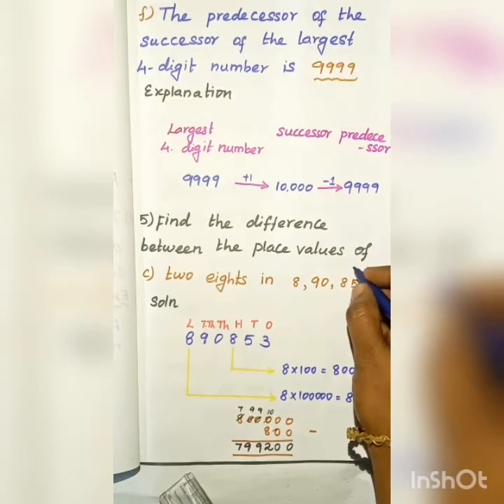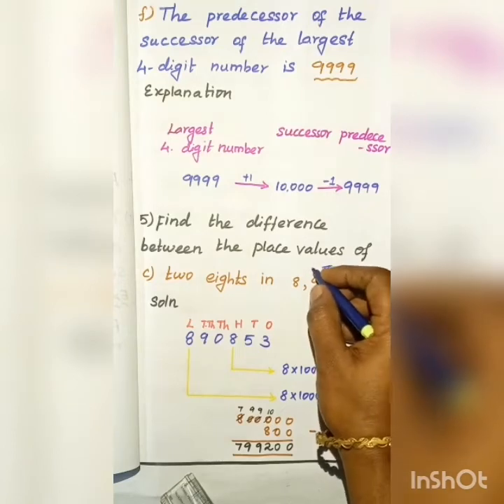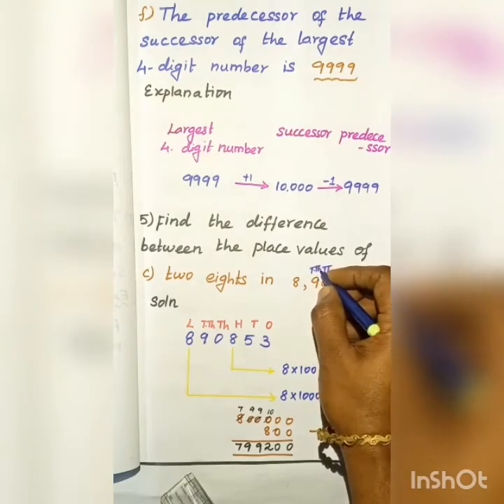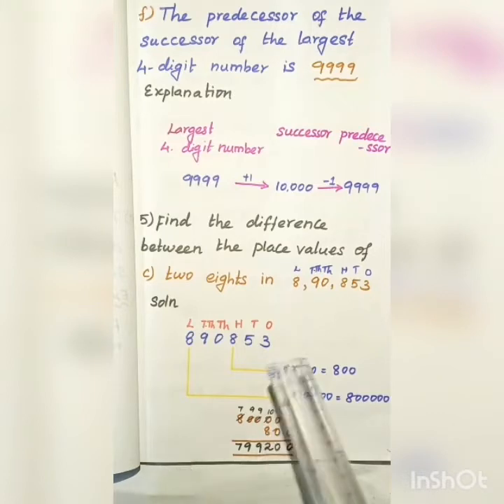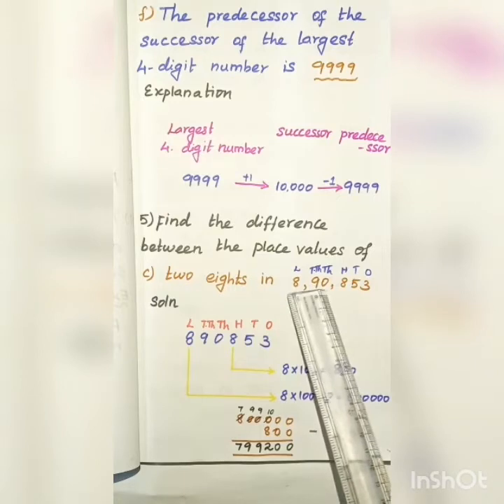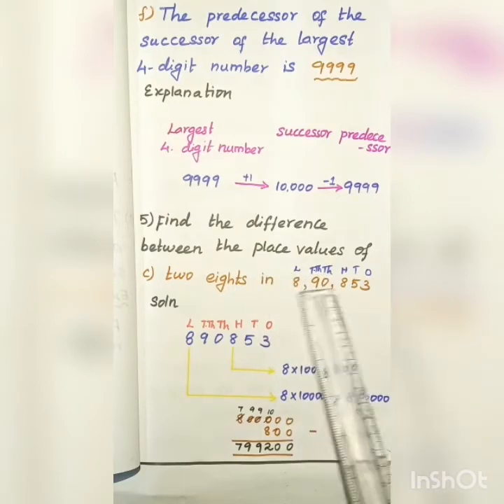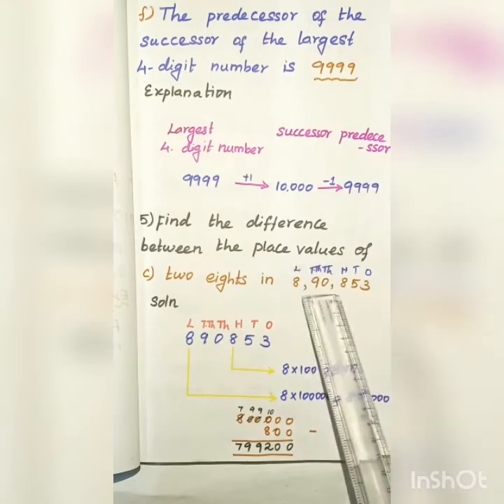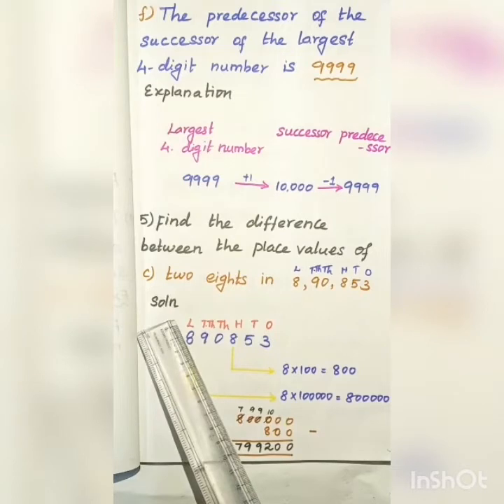Ones, tens, hundreds, thousands, ten thousands, lakh. So 8 lakh, 90,000. Don't read 9, 10,000, 0,000. You have to combine these two numbers and read it as 90,000. 8 lakh, 90,000, 853. Let us see the solution.